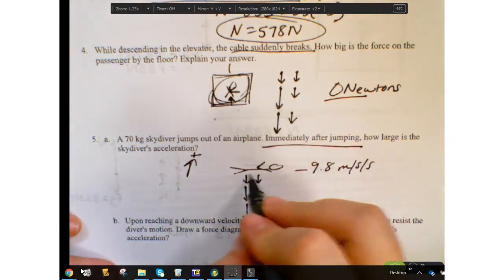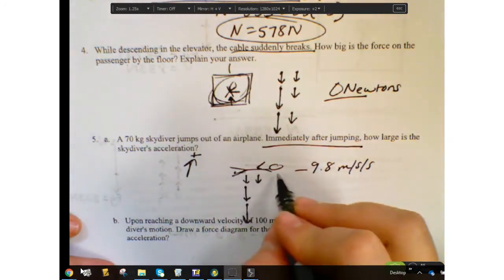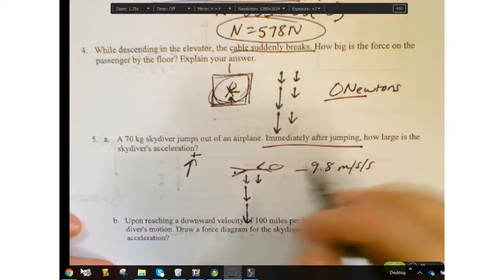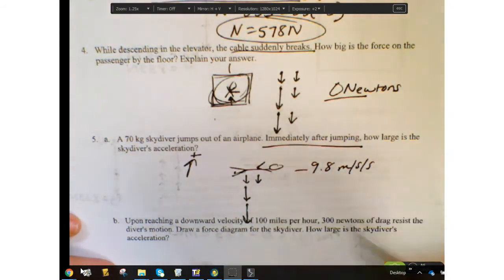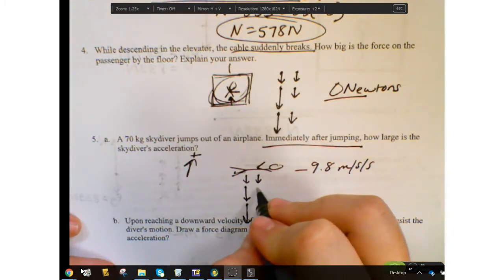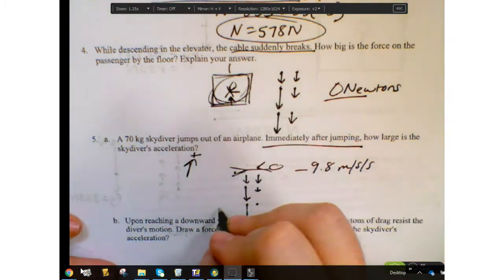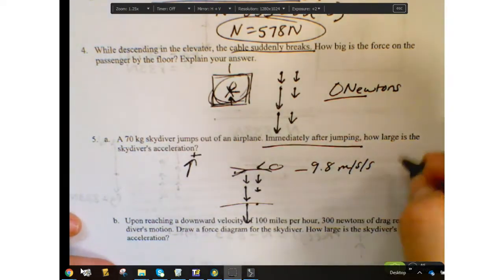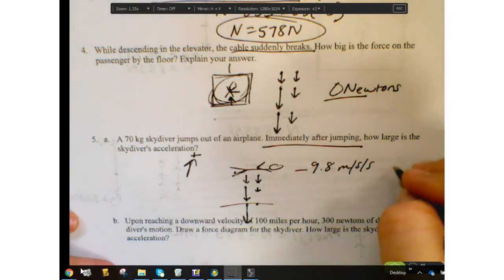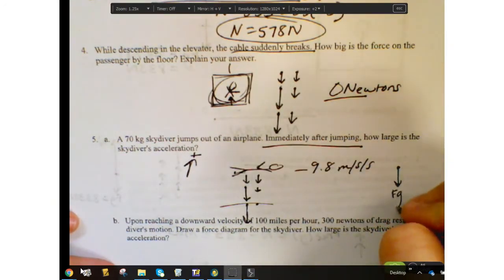Now, that's because immediately after she jumps out, enough time has not elapsed for air resistance to play a role. So actually our acceleration will decrease until we reach a constant speed, and that's called terminal velocity. But the force diagram, immediately when she jumps out, is just the force of gravity. It's not until later that we have force of gravity and a substantial amount of drag force.